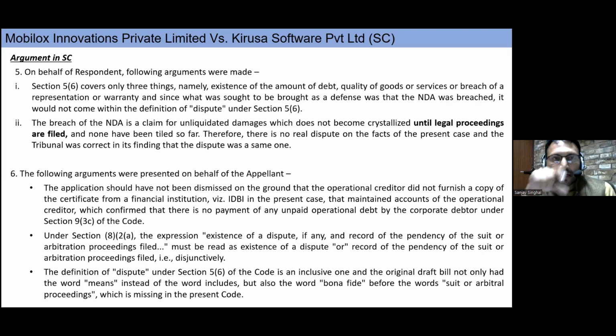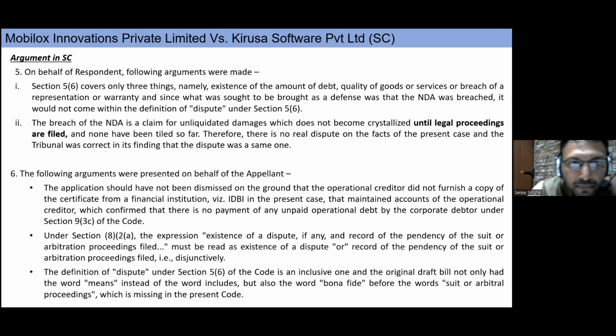This was basically one argument made by Kirito Software. And another argument was that the breach of NDA is a claim of unliquidated damage which has not been crystallized. So basically he's saying there is a breach of this NDA, so it is unliquidated, it has not been finalized how much loss has occurred to Mobilex due to the breach of NDA, and no legal proceeding has been filed, and Mobilex has not filed any case in any court or appellate tribunal against Kirito.